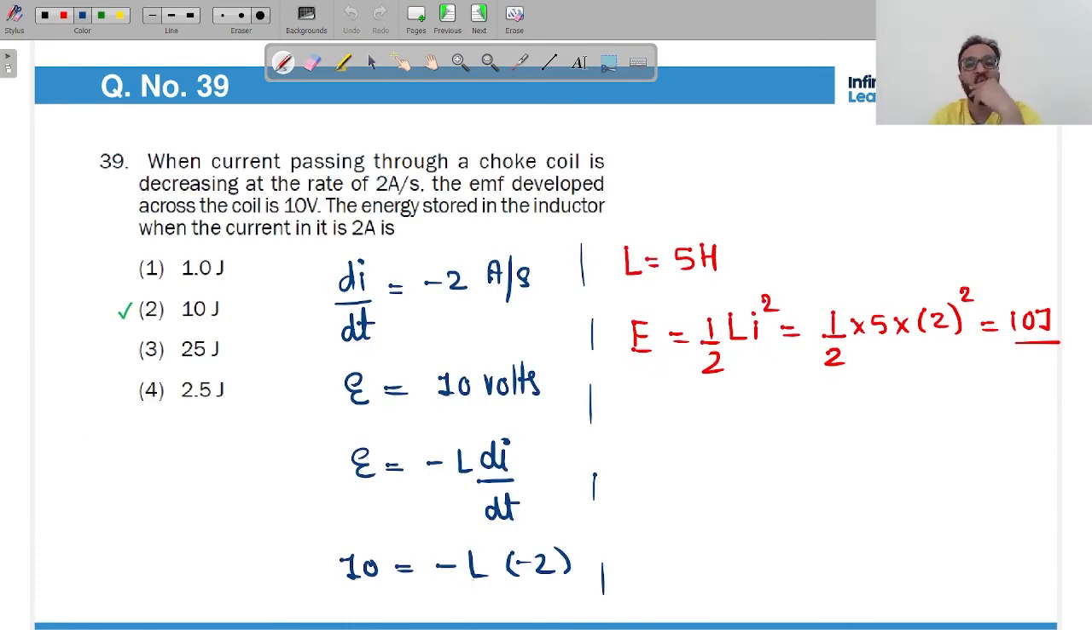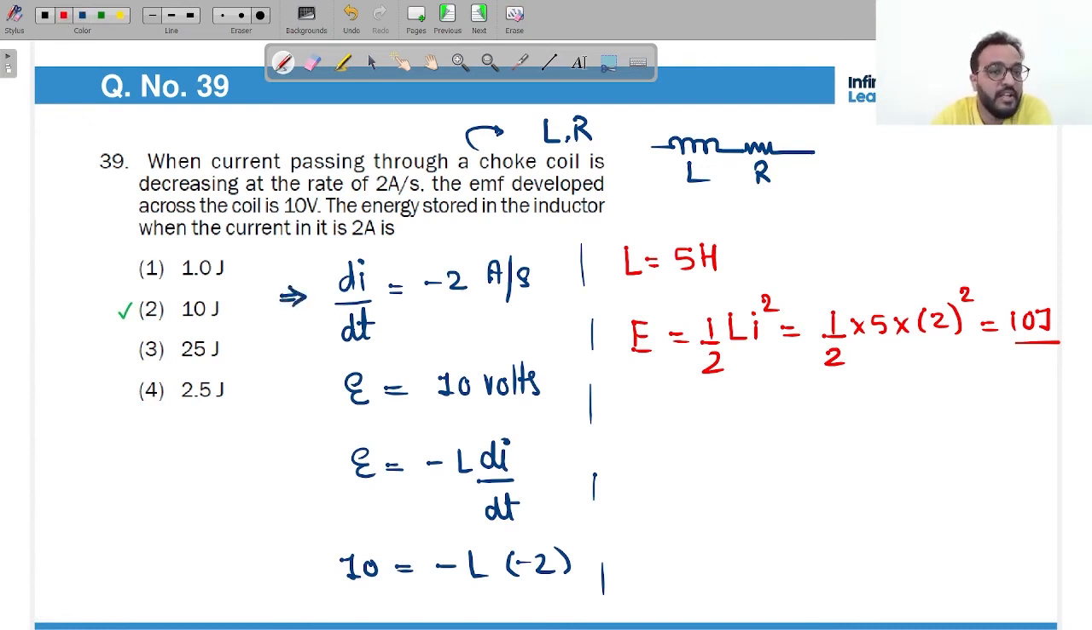39. When current passes through a choke coil, meaning an LR circuit, the current is decreasing at a rate of 2 ampere per second. The EMF developed across it is 10 volts. Energy stored in the inductor is? Di by dt is minus 2 ampere per second because current is reducing. EMF induced is 10 volts. So the formula is EMF is minus L di by dt. So we will say that 10 is equal to minus L into di by dt, which is minus 2.